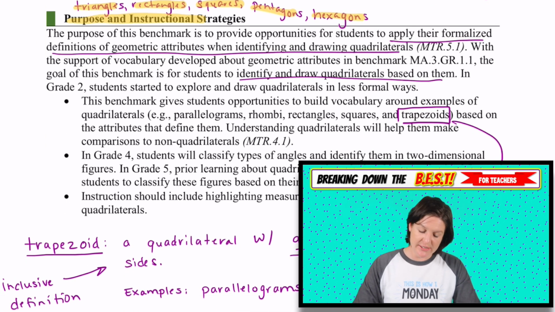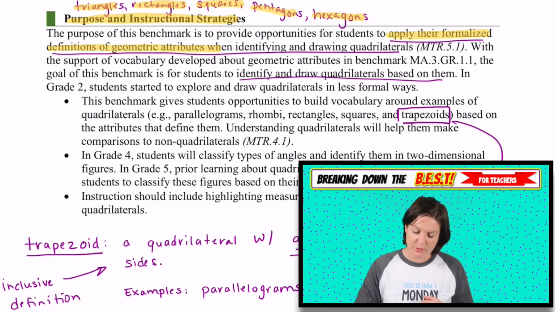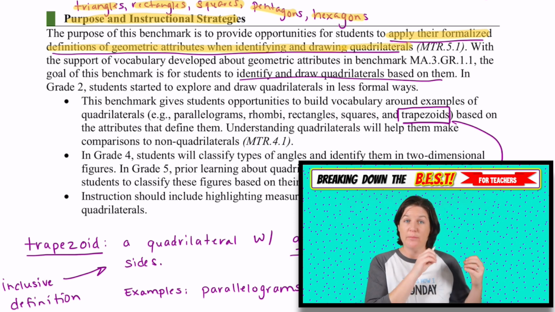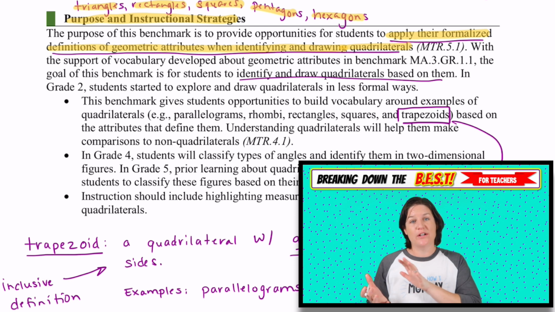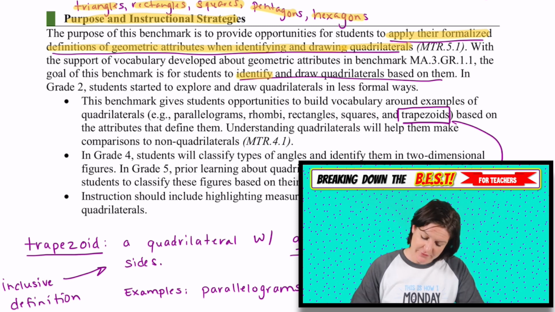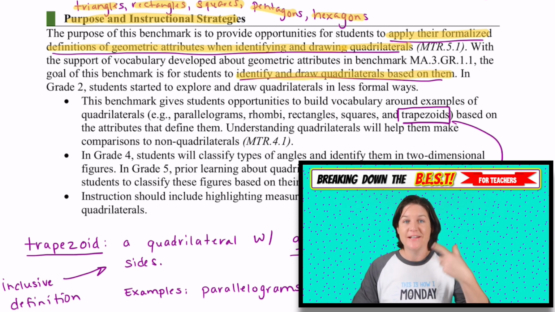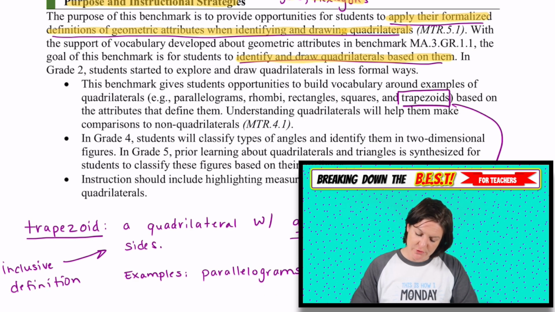Purpose and instructional strategies. Let me just break down what kind of jumped out at me. It says that the purpose of this benchmark is to provide opportunities for students to apply their formalized definitions of geometric attributes when identifying and drawing quadrilaterals. So basically, everything that they learned from the previous standard, 3.GR.1.1, we're now putting more into practice with this one to help us categorize quadrilaterals, to identify and draw quadrilaterals based on the attributes that they now know from the previous standard. This benchmark gives opportunities for students to build vocabulary around examples of quadrilaterals.